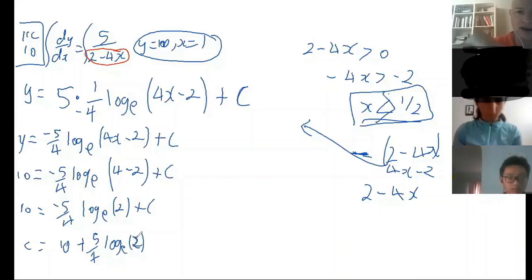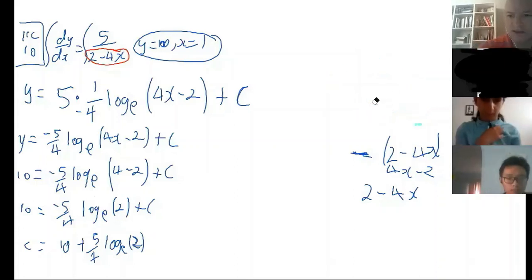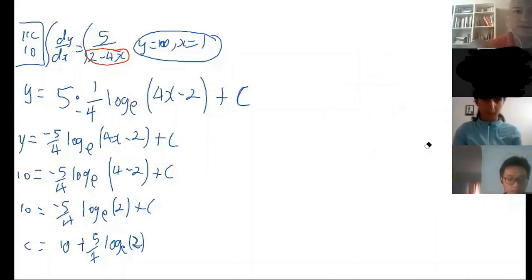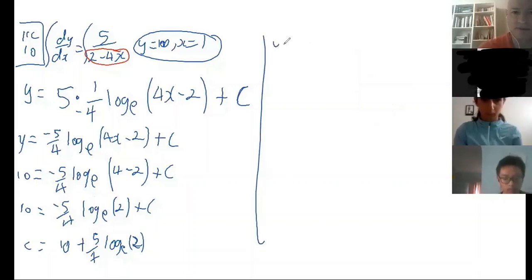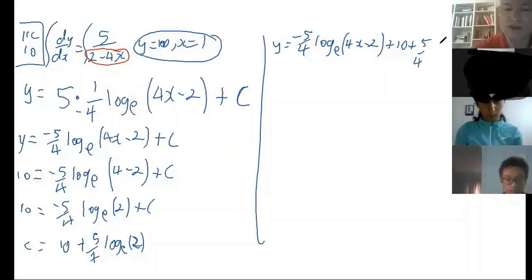I'm just going to erase the right-hand side. I've got some room. Okay, so my y is negative 5 on 4 log e of 4x minus 2 plus my 10 plus 5 on 4 log e of 2. Unless I've made an error somewhere. Okay.